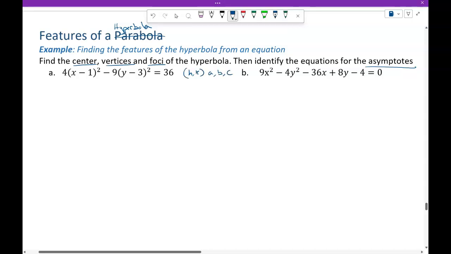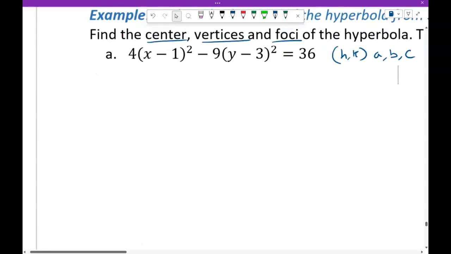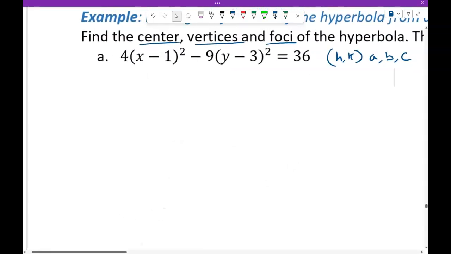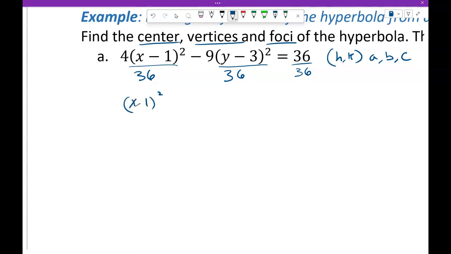features. First things first, we need to get the equation in the standard form. If you notice, the square's already been completed. So all we have to do is get the equation set equal to 1 so that we can finish simplifying it in its standard form. So when we reduce each of these fractions, when we divide by 36, we get (x minus 1) squared over 9, (y minus 3) squared over 4 equals 1. So now we're in standard form. We can look at identifying some of the key features.